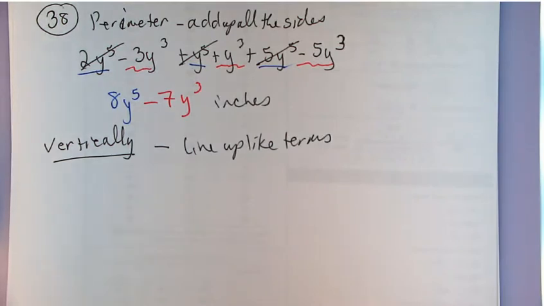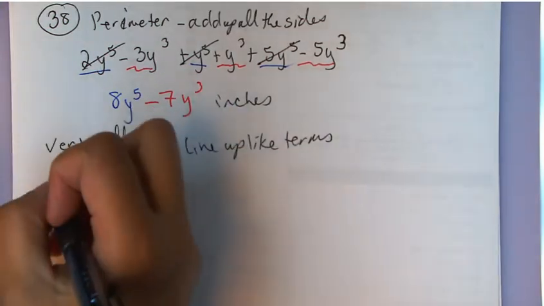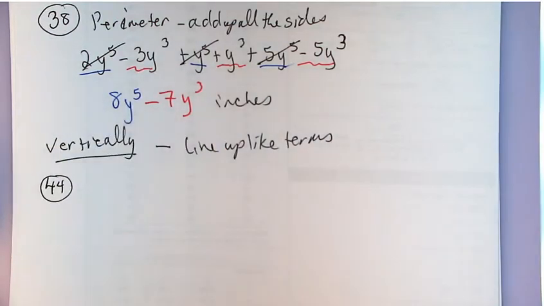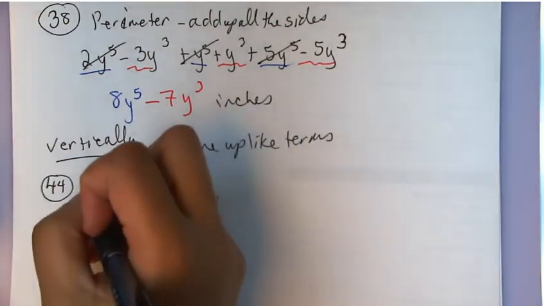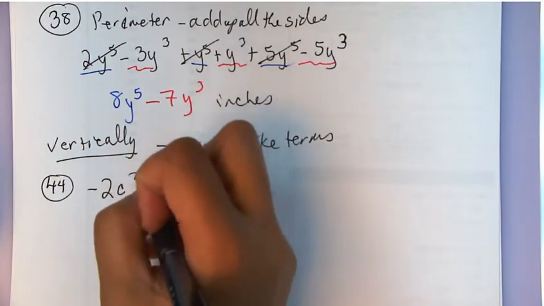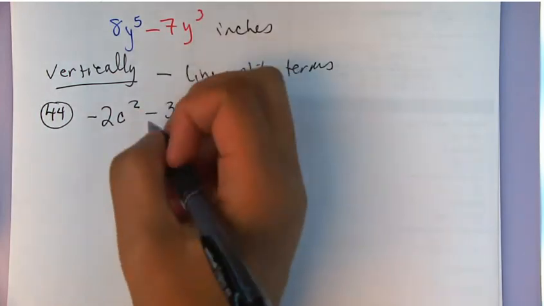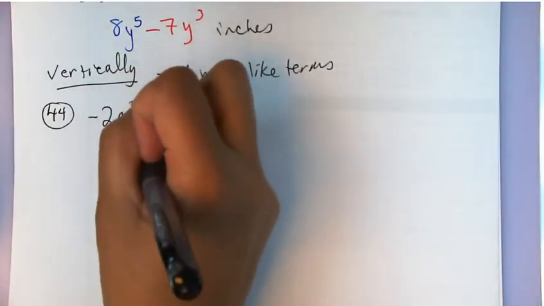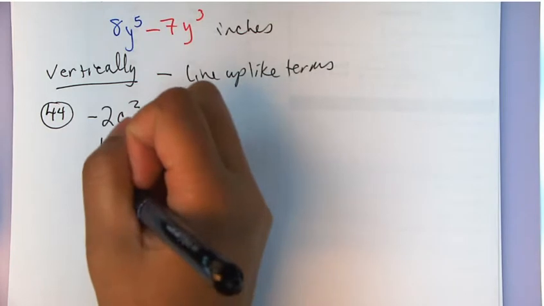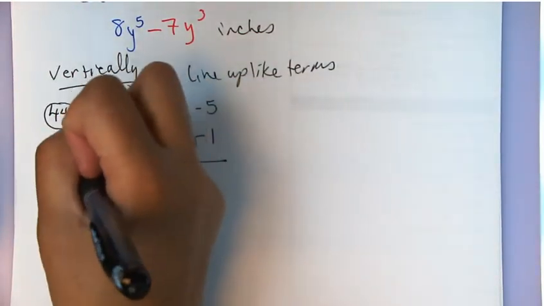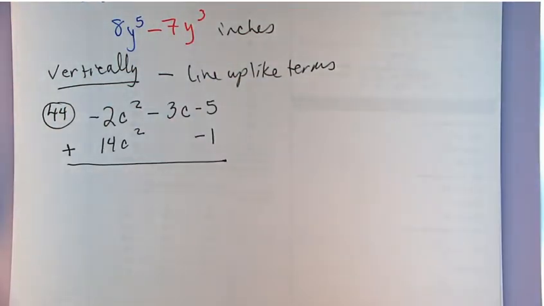So let's go to work with it. I'm going to line up the like terms. And I'm going to do number 44. So let's take negative 2c squared minus 3c minus 5 over 14c squared minus 1. And we're adding. So we're adding like terms. Literally, notice that I put my c squareds on top of my c squareds, my minus 1 over my minus 1, and c has nothing else to be with it. So it's by itself. So notice that the terms are lined up.